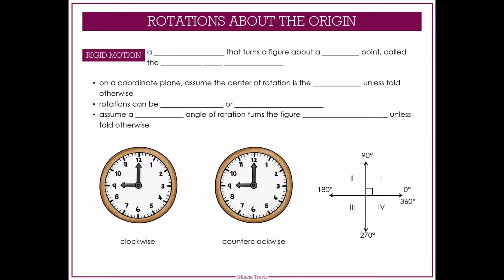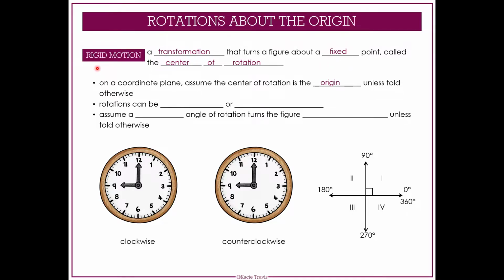Rotation about the origin. A rigid motion, as we remember, is a transformation that turns a figure about a fixed point, and that is called our center of rotation. We've done rigid transformations before, which just means that the shape stays the same as we turn it around, or flip it around, or slide it around. But this time, we are going to be doing a certain type of turn.